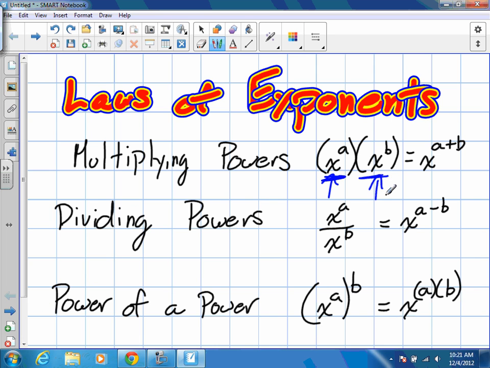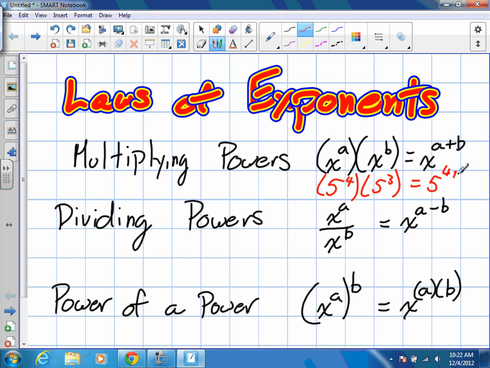So if you notice the x is the same here. When multiplying them, it's easiest to just write the same base, when we're going to simplify the question, and add the two powers together. Okay, an example of something like this would be 5 to the power of 4 times 5 to the power of 3, which would become 5 to the power of 4 plus 3, okay, which is 5 to the power of 7.